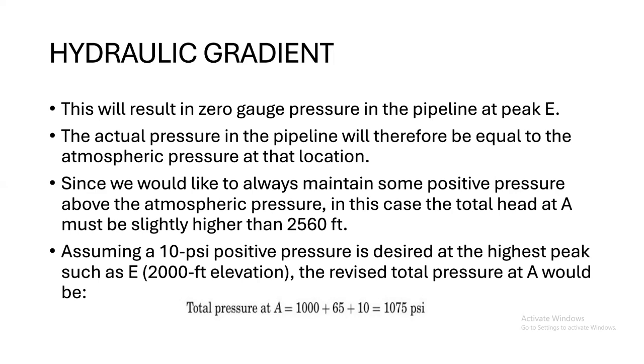Since we would like to maintain some positive pressure above the atmospheric pressure, in this case, the total head at A must be slightly higher than 2,560 feet. You always want your pressure to be higher so that you can detect leaks and stuff instead of pulling water inside. Let's say there's a leak, you want it to spray outside. Assuming a 10 psi positive pressure is desired at the highest peak, such as E, 2,000 feet elevation, the revised total pressure at A will be that. So you add that 10, so that 1075, so that you have a tight line flow.